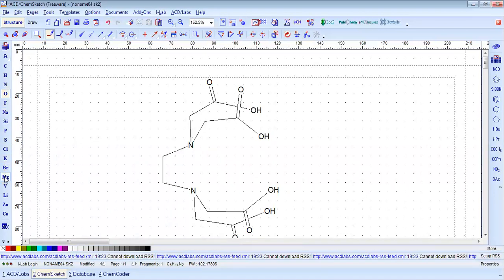Let us take the example of calcium or zinc. It is zinc, and then try to attach it with bonds. Suppose I am taking a simple bond, nitrogen to zinc. So in this way, we are able to draw several other structures.